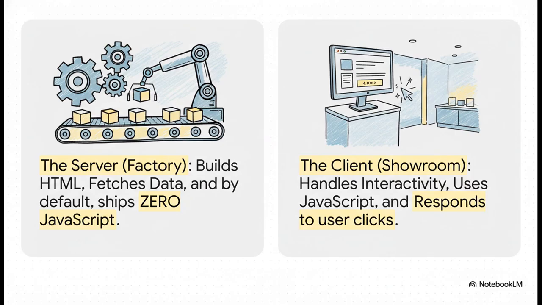Think of it like this. The server is the factory. This is where all the hard work gets done. It's building the structure, the HTML, it's fetching all the data from the database, getting everything assembled. And then you have the client. That's your browser, which is like the fancy showroom. It's where the user gets to see the final product and interact with it, clicking buttons and playing with the features. The factory builds it, the showroom displays it.